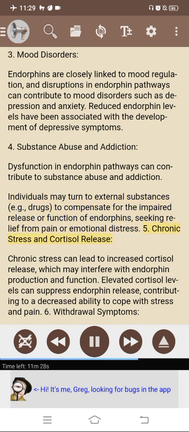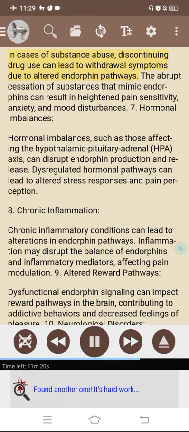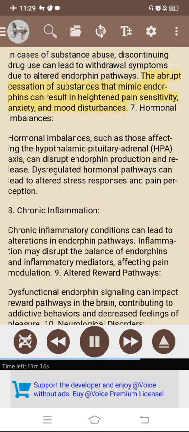5. Chronic stress and cortisol release. Chronic stress can lead to increased cortisol release, which may interfere with endorphin production and function. Elevated cortisol levels can suppress endorphin release, contributing to a decreased ability to cope with stress and pain. 6. Withdrawal symptoms. In cases of substance abuse, discontinuing drug use can lead to withdrawal symptoms due to altered endorphin pathways. The abrupt cessation of substances that mimic endorphins can result in heightened pain sensitivity, anxiety, and mood disturbances.